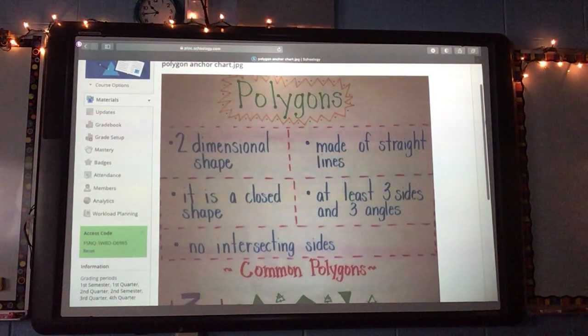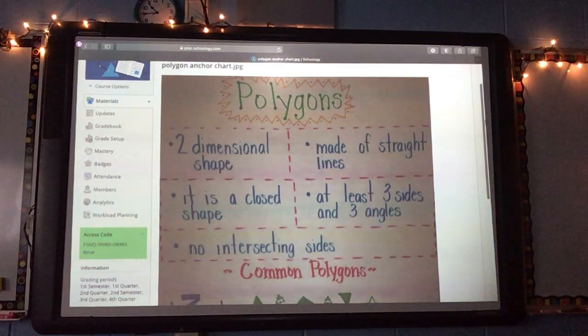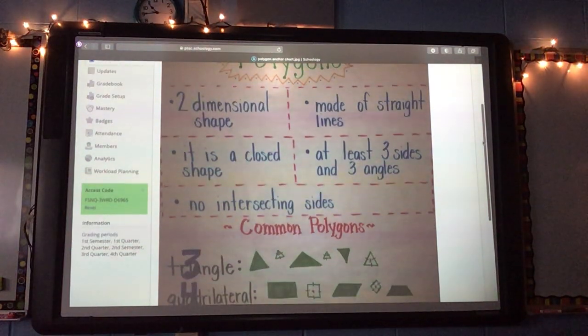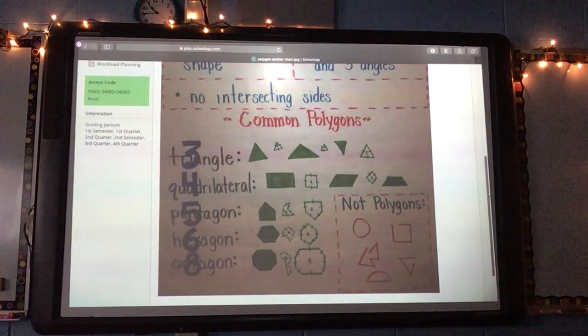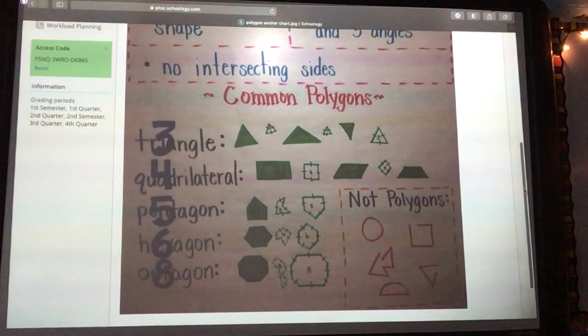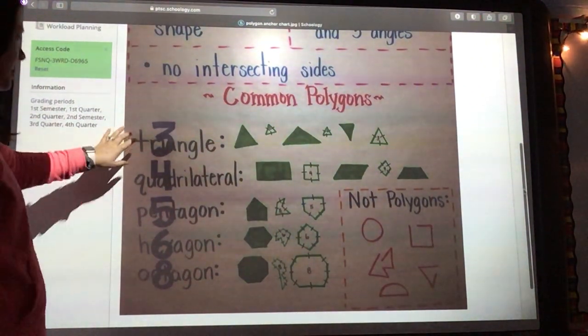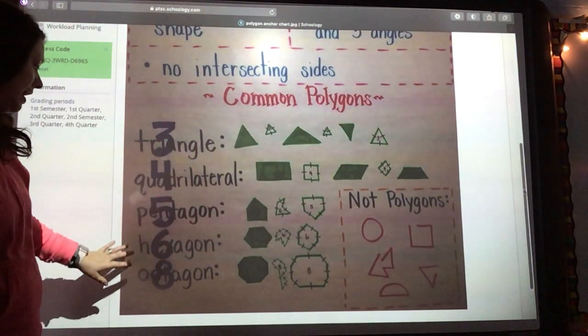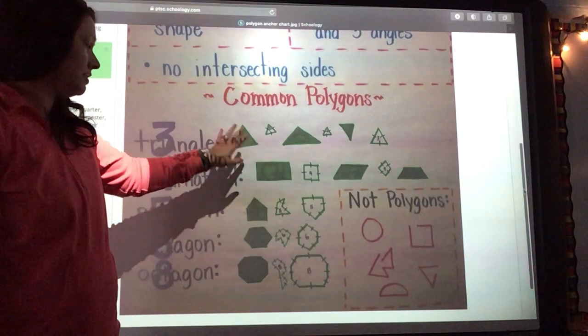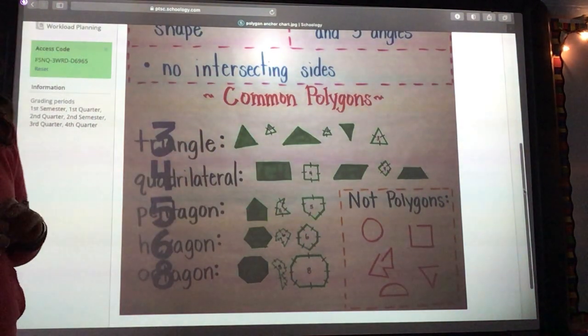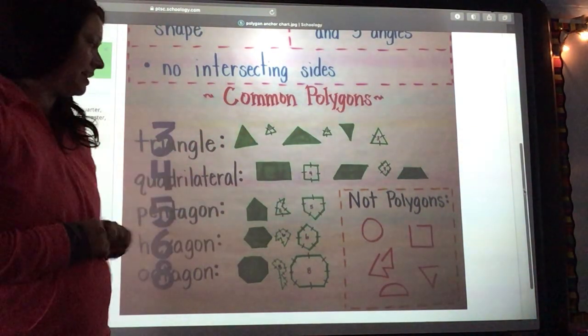It says a polygon is a two-dimensional shape made of straight lines. It has at least 3 sides and 3 angles, and it is a closed shape, no intersecting sides. And here are some common polygons that they have. They have our triangle, quadrilateral, pentagon, hexagon, octagon. They even drew a little picture next to them. I would suggest that in your math notebook for your vocab, draw a little picture like they did.